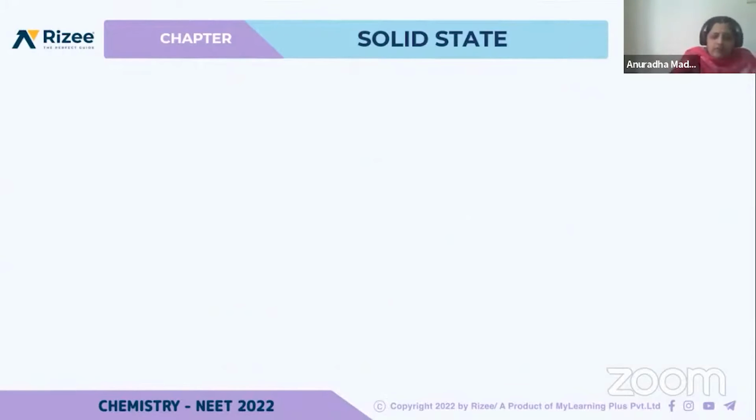So what is the first one? What is the first condition? Size of cation and anion.